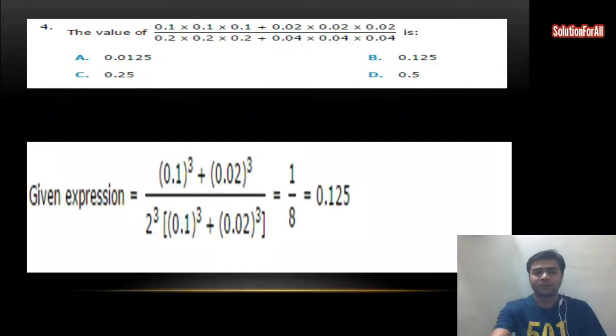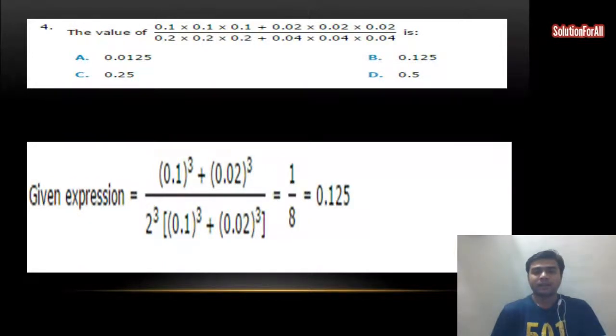Okay, I'll shift to the next question now. The fourth question is: find the value of 0.1 into 0.1 into 0.1 plus 0.02 into 0.02 into 0.02, and the whole section is divided by 0.2 into 0.2 into 0.2 plus 0.04 into 0.04 into 0.04. Okay, so because all the numbers are thrice multiplied, I can write it as 0.1 whole cube plus 0.02 whole cube divided by 0.2 whole cube plus 0.04 whole cube.